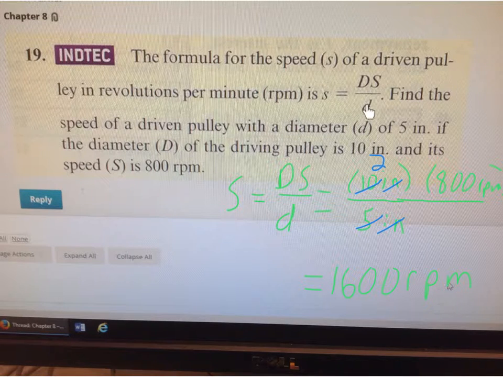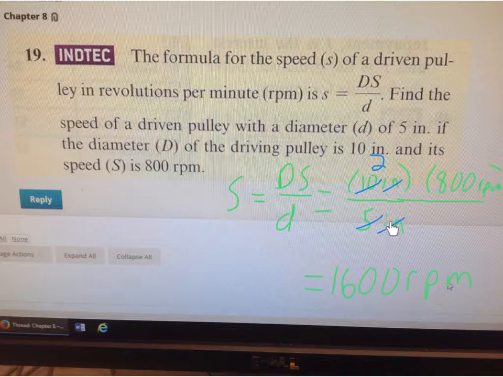So, d is the diameter. If the diameter of the driven pulley is 10 inches, that's capital D, and its speed, capital S, is 800 RPMs. So I just put the three numbers into the formula, and I went ahead and added the units.